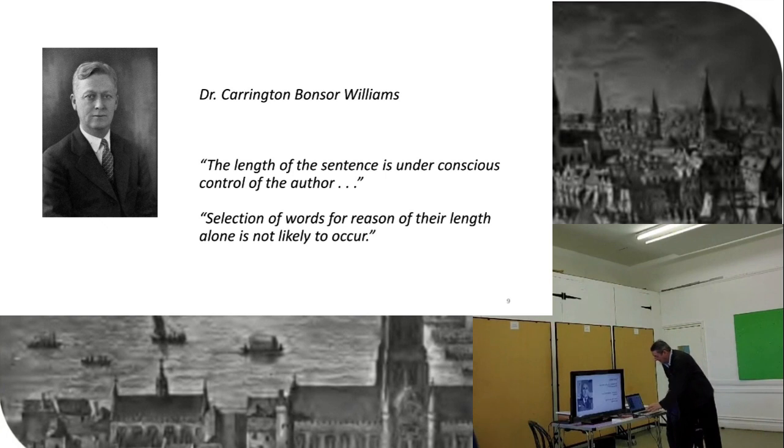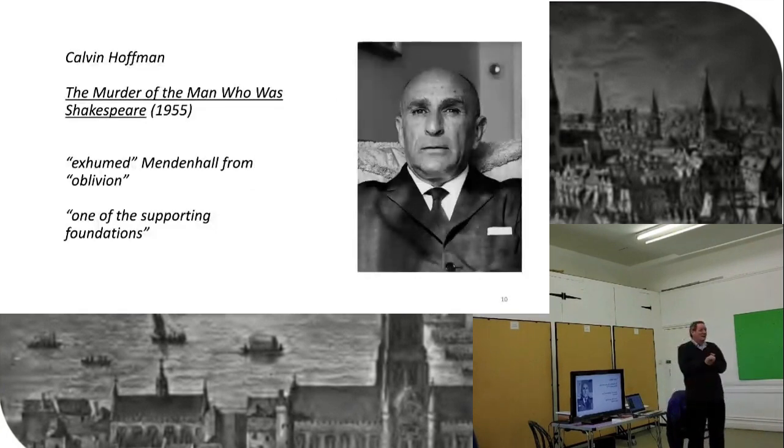And then, of course, down the road we come to our guy Calvin. He's an angry-looking fellow, isn't he? But he claimed to have exhumed Mendenhall. He was unaware of Bonser Williams, and in his book, in chapter 17, he reports on Mendenhall. Mendenhall's articles are pretty short, so there's not a lot of further information provided by Hoffman either, but he does give the charts, and he does make the point that Marlowe and Shakespeare are right on top of each other.